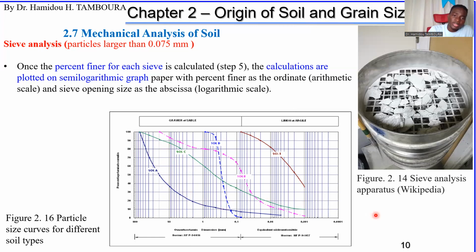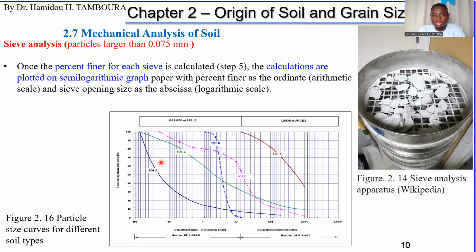And next time we will talk about how to use this curve to get soil behavior. We can use this curve to get a lot of information about the soil, about uniformity of the soil. It can tell us if the soil is stable or not stable. We will talk about this in future.